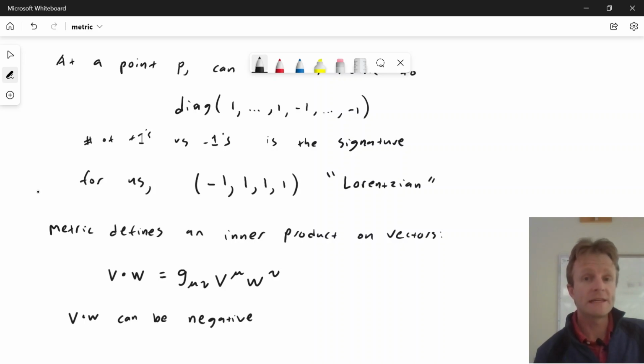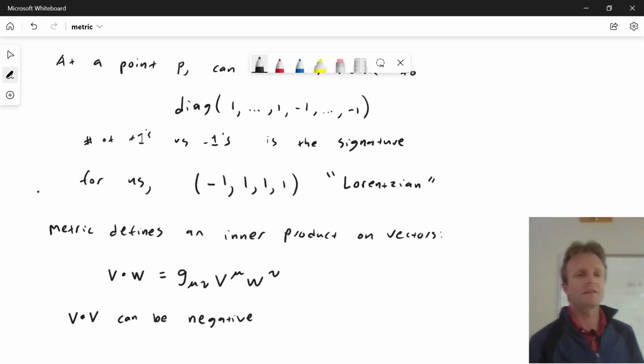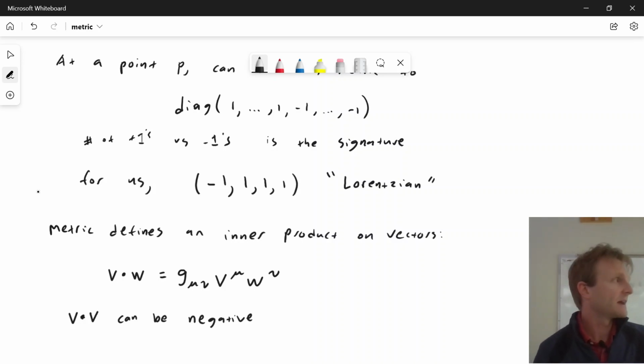Sorry, v dot v can be negative. So a dot product, normally, is positive definite in the sense that if you plug a vector into it twice, you get a positive number, which is 0 only if the vector is 0. So thank you for that correction. Of course, v dot w could already have been negative if they were just anti-aligned. But now v dot v can be negative. That's a timelike vector.